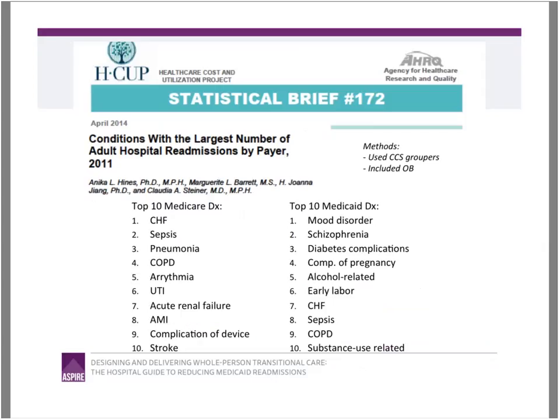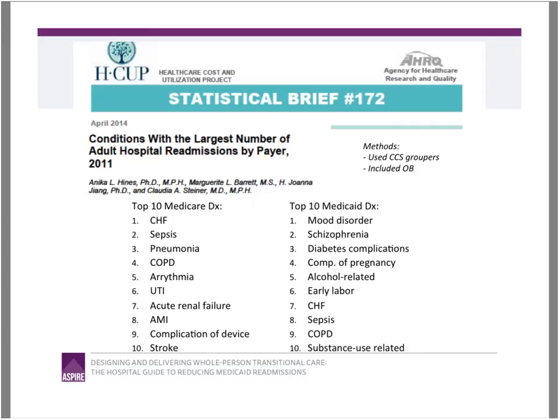But nonetheless, we can use this analysis, the statistical brief from the AHRQ's Healthcare Cost and Utilization Project, to look at how the top 10 discharge diagnoses for Medicare are similar to and are different from the top 10 discharge diagnoses for Medicaid that led to the most readmissions. So for Medicare, we see that heart failure, sepsis, pneumonia, COPD, and so on are the top discharge diagnoses that result in the most readmissions for Medicare.